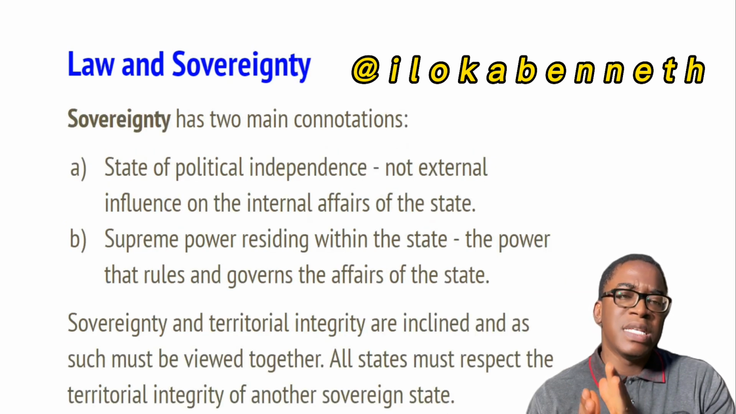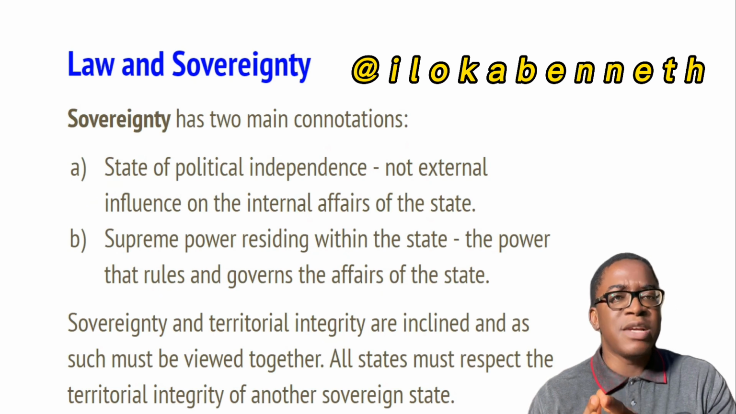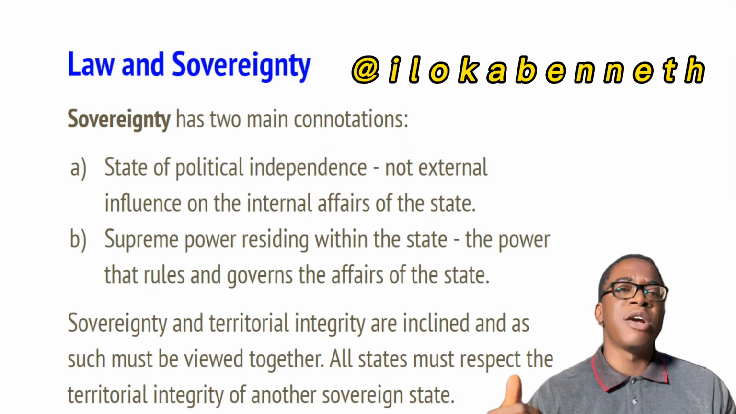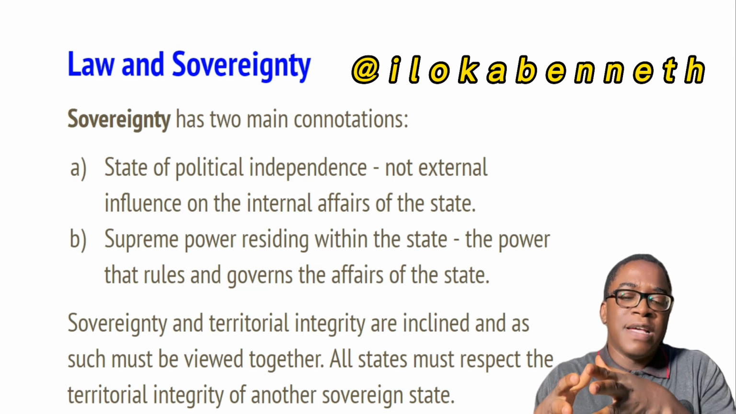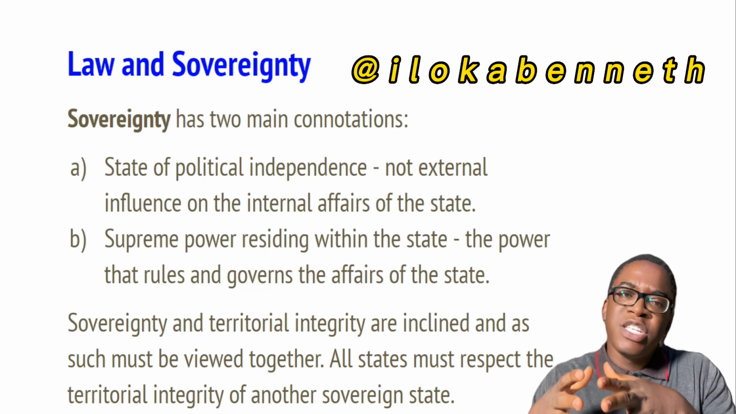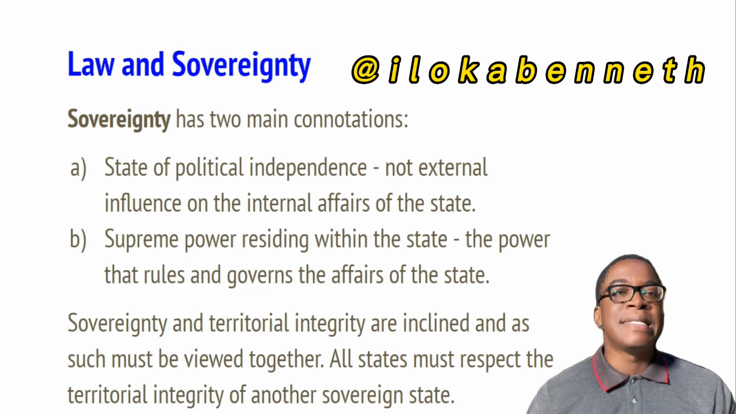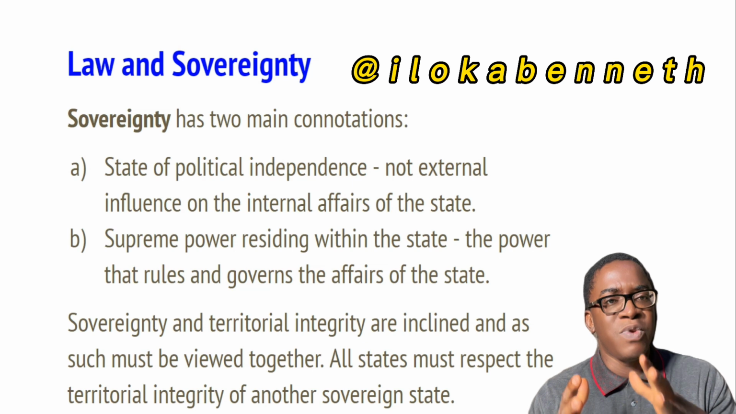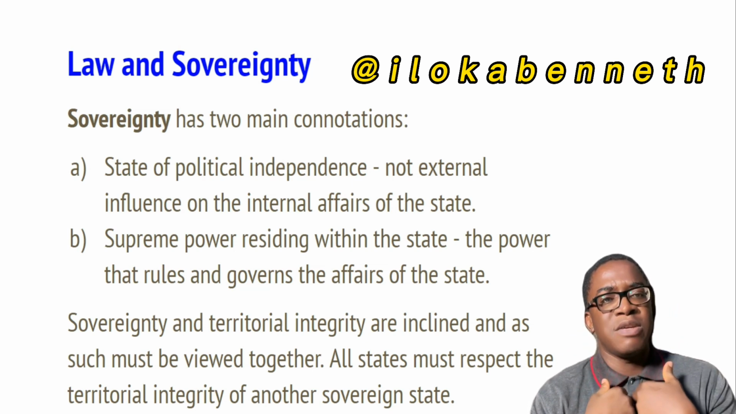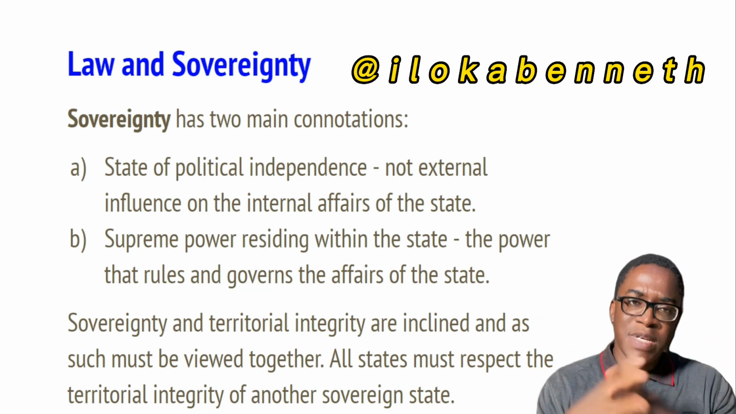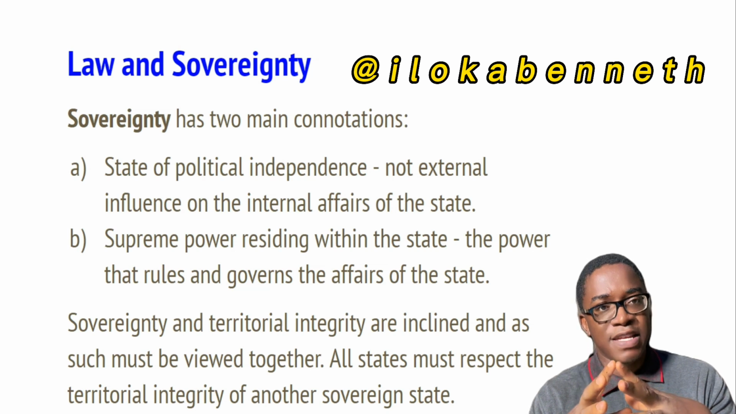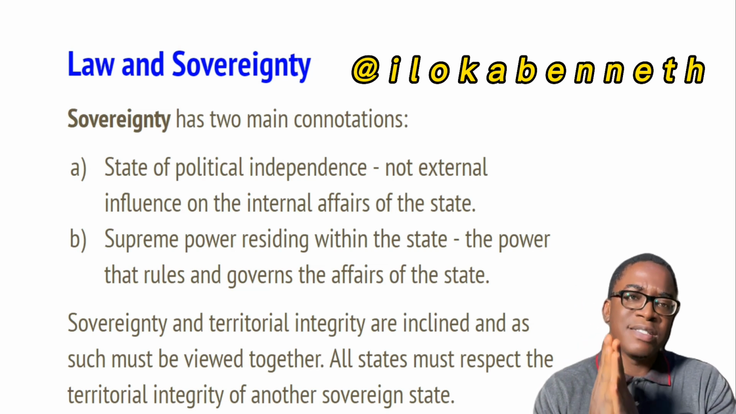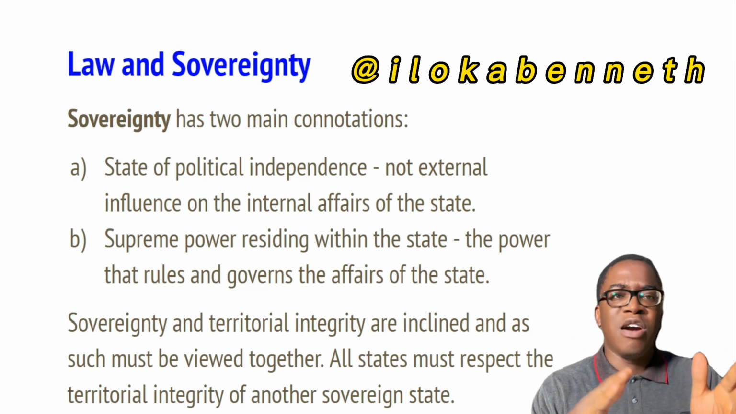Before we go into that, it's important to understand what sovereignty is all about, just like we did with the case of state. Okay, there are two main connotations when it comes to sovereignty. First is that sovereignty represents a state of political independence. That is to say that the state of Nigeria can function on its own without external influence on its internal affairs. For instance, in our elections, we are capable of electing our presidents, our governors, our members of the legislature, and so on and so forth, without the interference of an external state. That is to say, the US cannot tell us when to conduct our election or how to conduct our election.